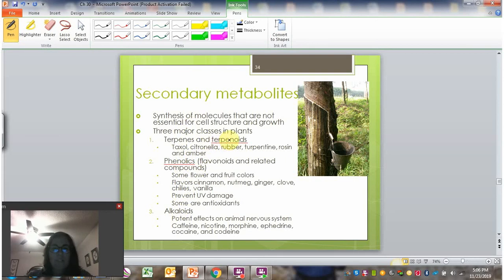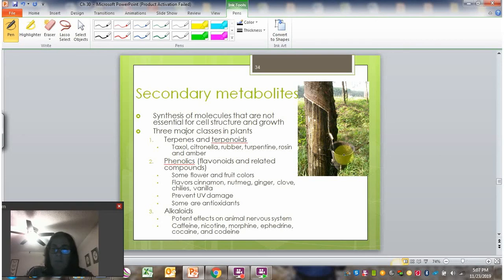So terpenes and terpenoids include things like citronella, maybe you've heard of, rubber, turpentine, rosin, amber. These compounds are generally protective and antimicrobial. So this is a picture of a rubber tree being tapped.